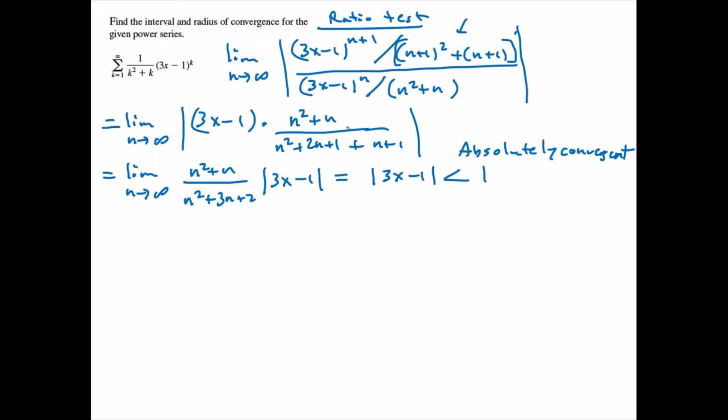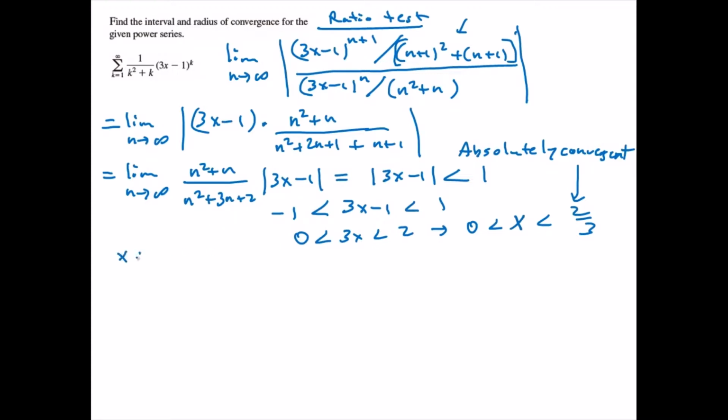So we'll try to determine the values of x for which this will be true. So we'll let 3x minus 1 be between negative 1 and positive 1. And if we add 1 to all three parts, we get 0 less than 3x less than 2. And dividing all three parts by 3, we'll find that x will be between 0 and 2/3. So the series will be absolutely convergent from 0 to 2/3. So we'll now just need to consider what's happening at the endpoints.